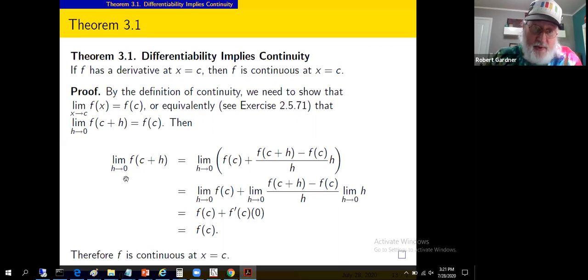So the limit as h approaches 0 of f of c plus h is the same as the limit as h approaches 0 of this stuff here, because this stuff here equals f of c plus h. Why would you want to write f of c plus h like this?